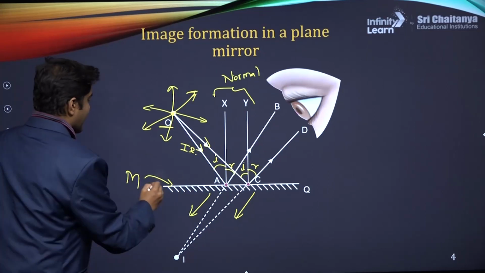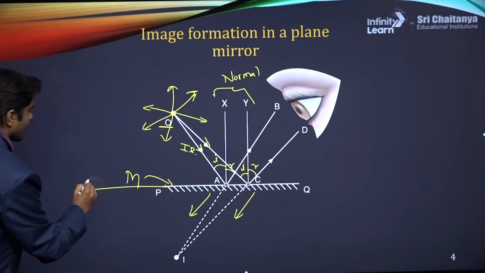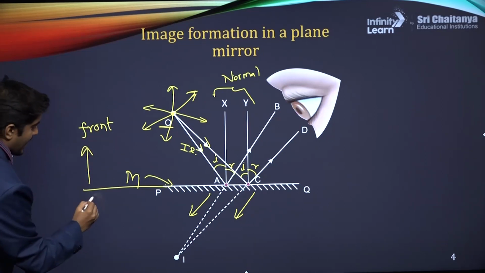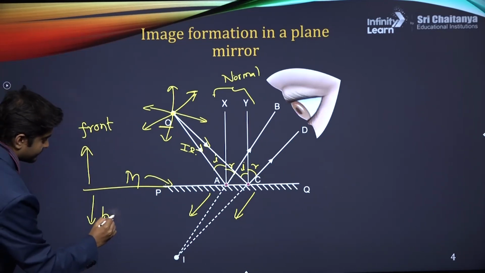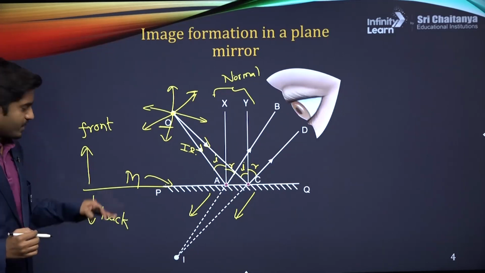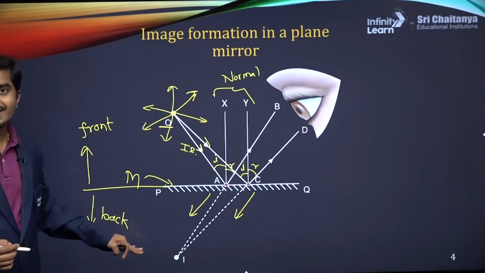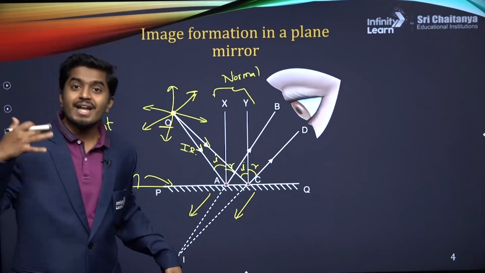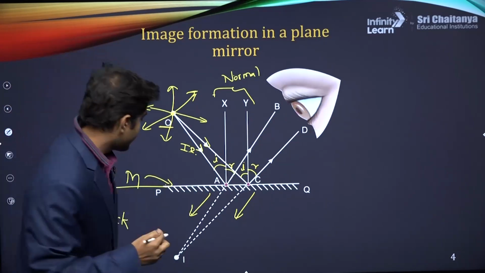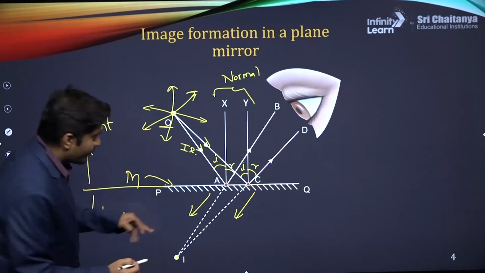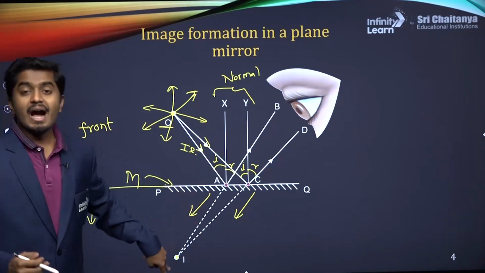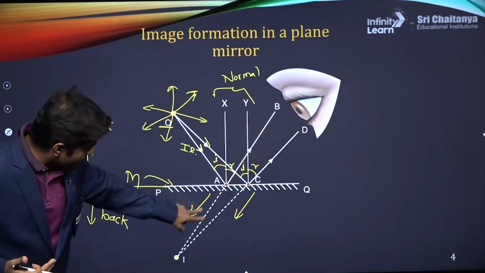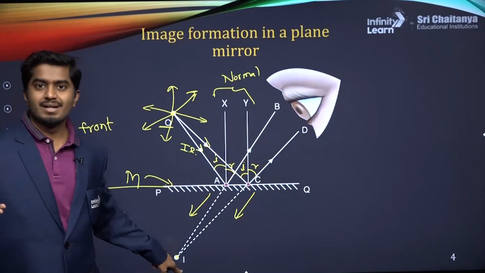So if there's a mirror, there's a front side and there's a back side of the mirror. So you go behind the mirror and you find out that there is a point, this point I, where these two rays appear to meet. So these reflected rays appear to meet behind the mirror.